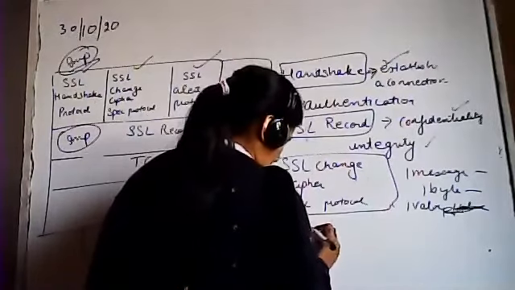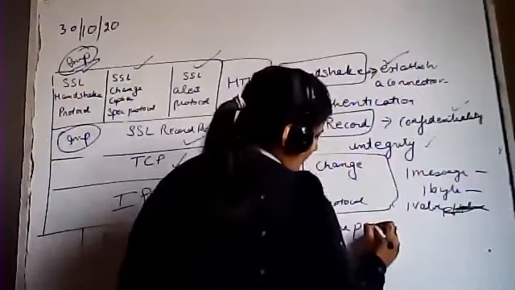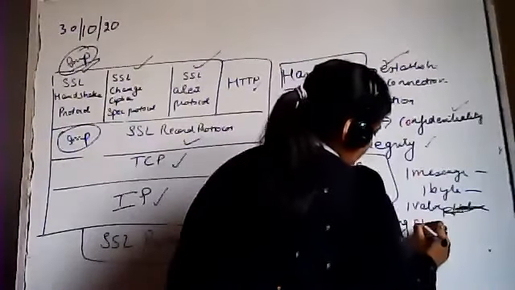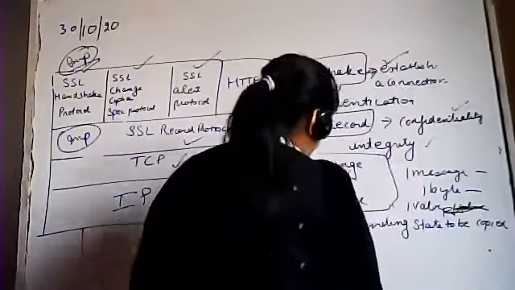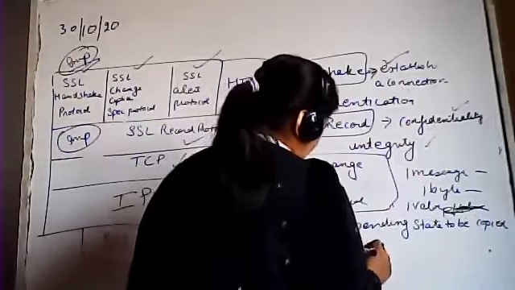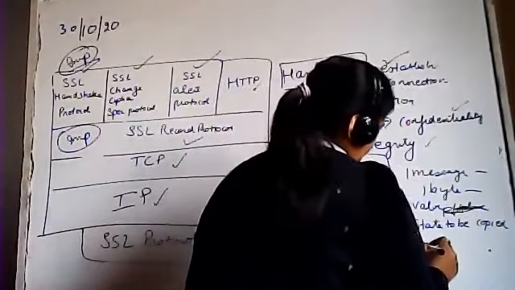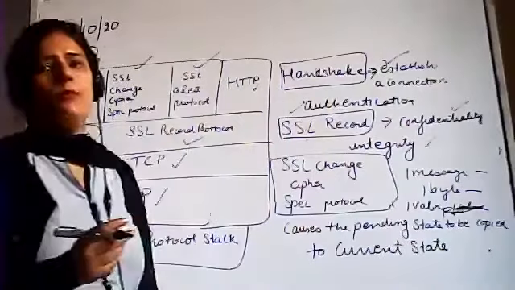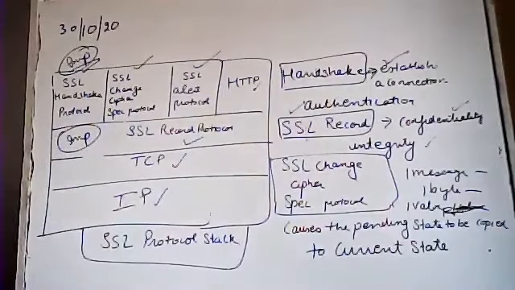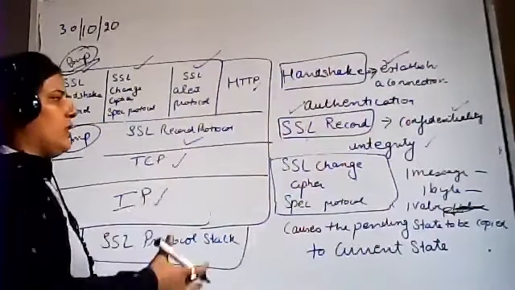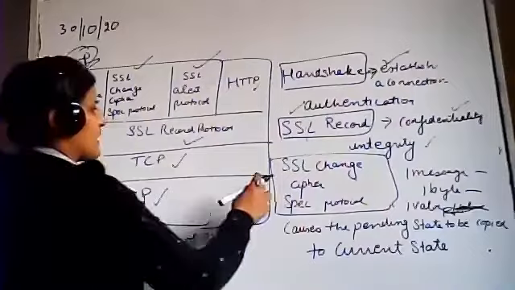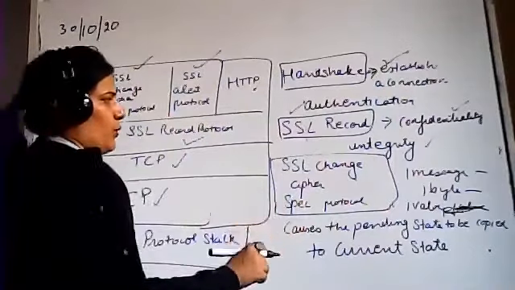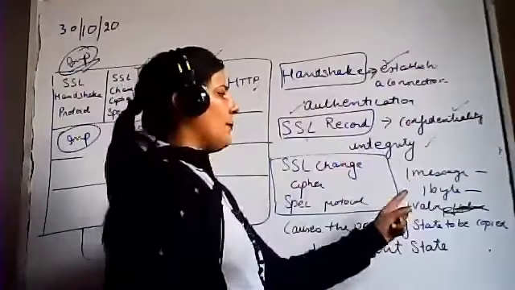It causes the pending state to be copied to the current state. So it will see which state is pending and change that state to the current state. We will discuss all this algorithm in detail. You just look at the highlights of all these protocols. Just remember, the SSL change cipher spec protocol consists of one message, one byte, and one value.